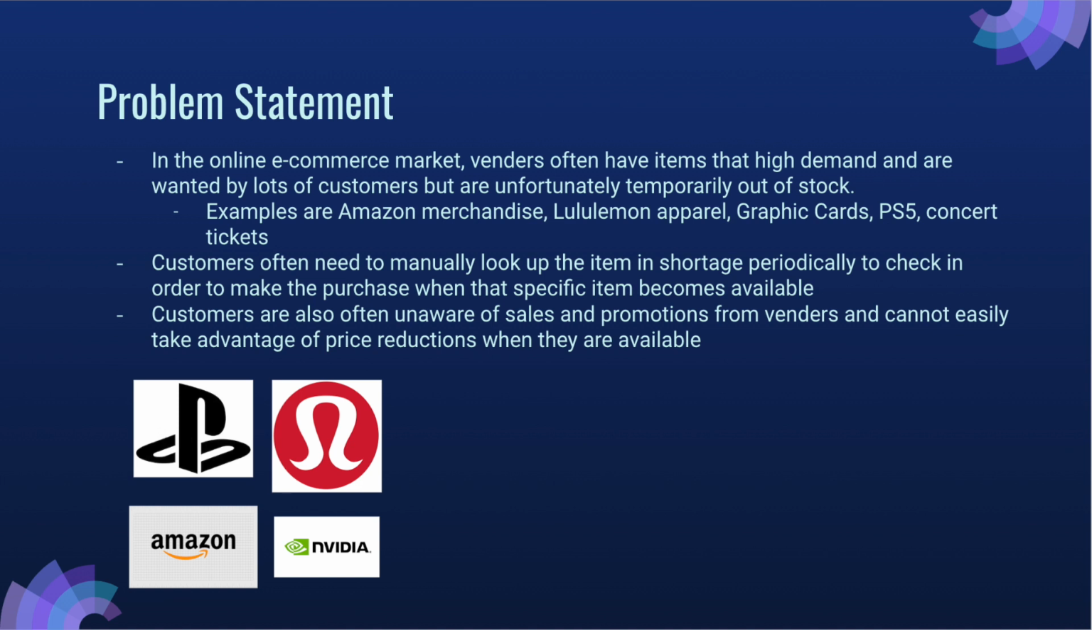There are some very good examples. The PlayStation 5 or the NVIDIA GTX 3090 graphics cards were very good examples of supply chain issues limiting supply. New Lululemon products have the reputation of being hard to get hold of. And we theorize that customers have no easy way of tracking these products and procuring these products.